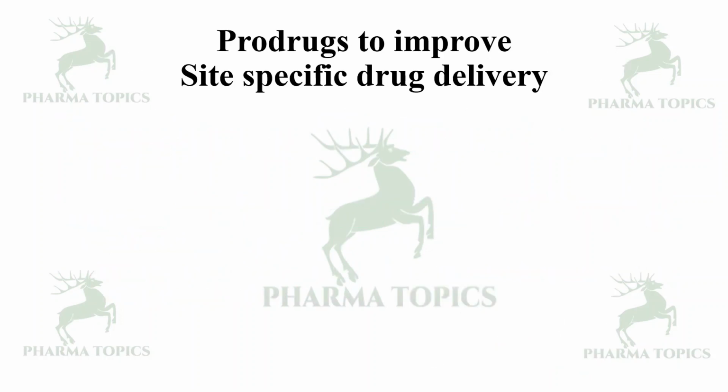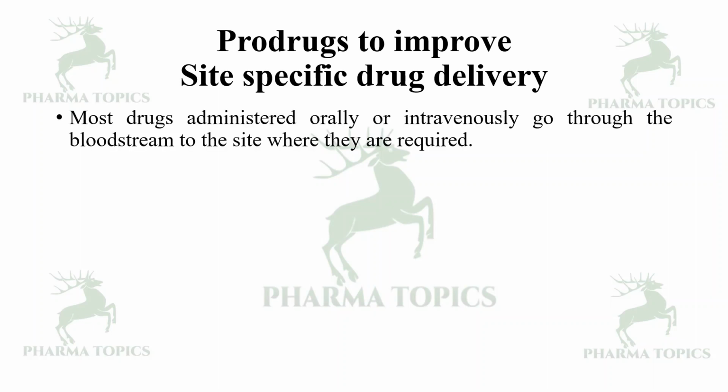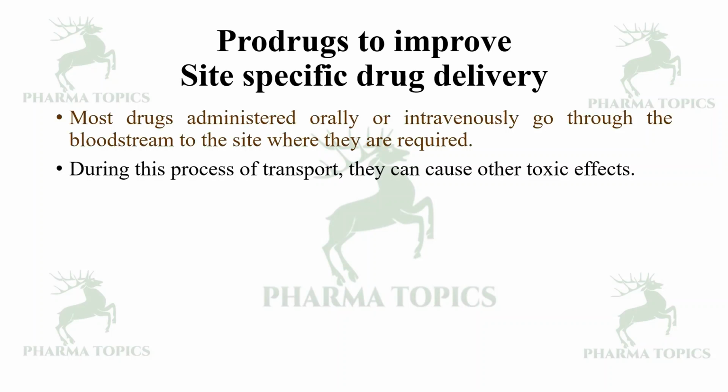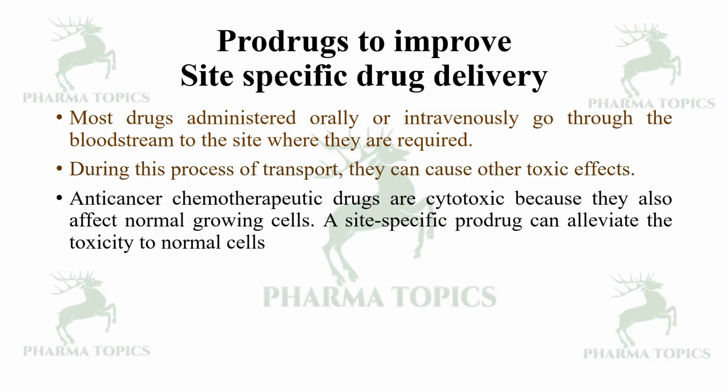Let us see some of the prodrugs to improve site-specific drug delivery. Most drugs administered orally or intravenously go through the bloodstream to the site where they are required. During this process of transport, they can cause other toxic effects. Anti-cancer chemotherapeutic drugs are cytotoxic because they also affect the normal growing cells. A site-specific prodrug can alleviate the toxicity to normal cells.